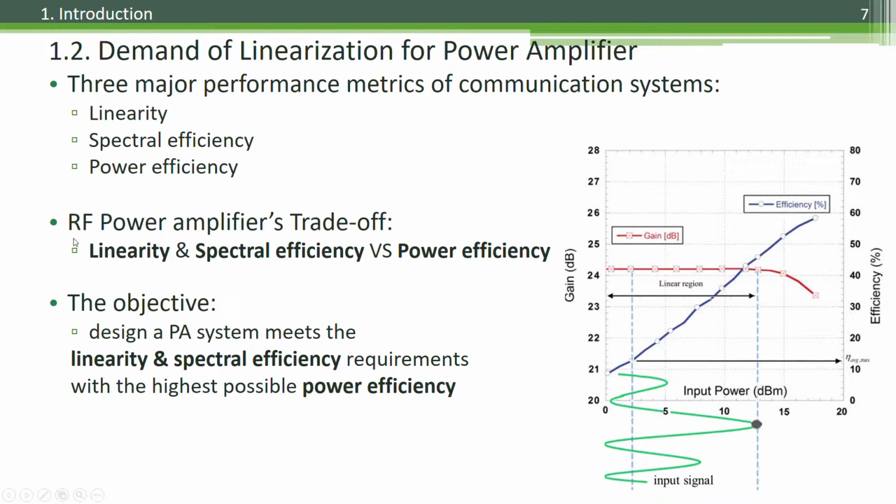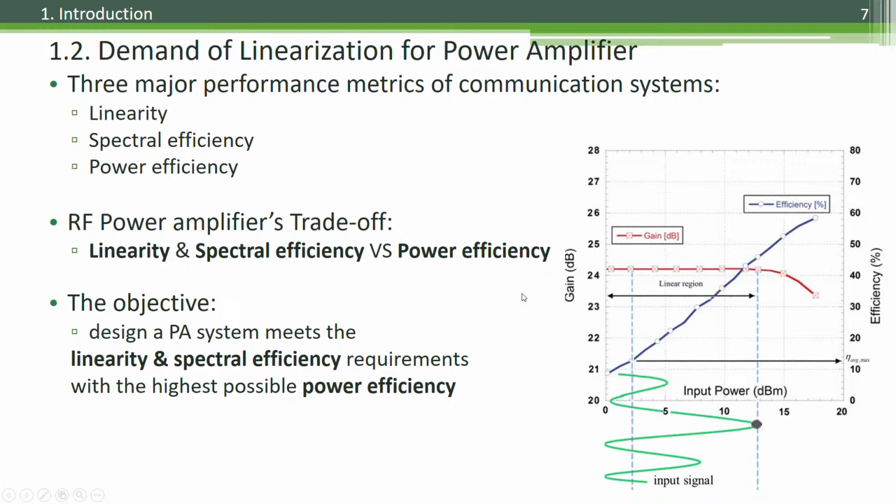Unfortunately, power amplifier has a trade-off between linearity and spectral efficiency versus power efficiency, as we can see in this figure. If we want the input signal to work in a linear region and have a high spectral efficiency with high PAPR, the power efficiency of the PA is very low, approximately 10%. And if we want a higher power efficiency, the linear region must be wider.